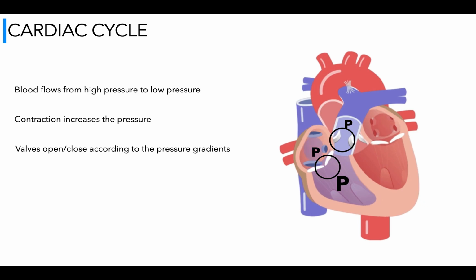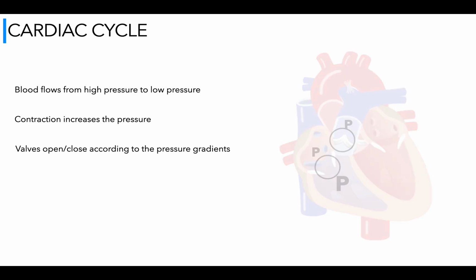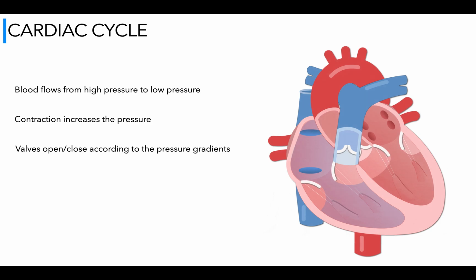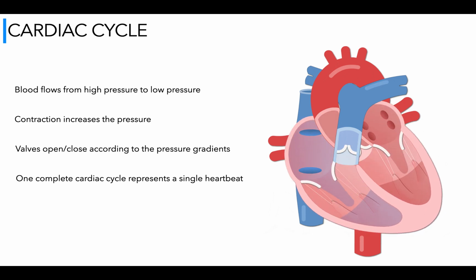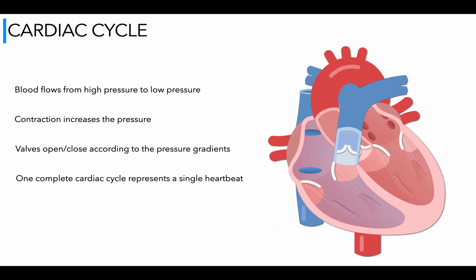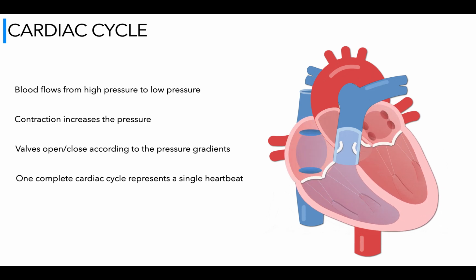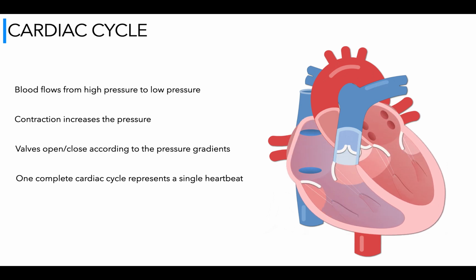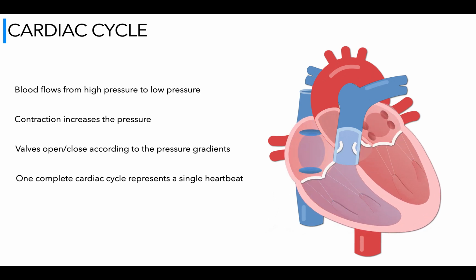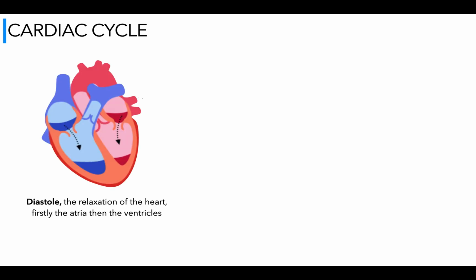So there are some principles to understand. And if we just look here, as we mentioned, dual pump. One complete cardiac cycle represents a single heartbeat. So there you can see dual pump. Changes in pressure. So there are just some principles, and now we're going to move on to the cardiac cycle phases. 2 phases we need to know here.